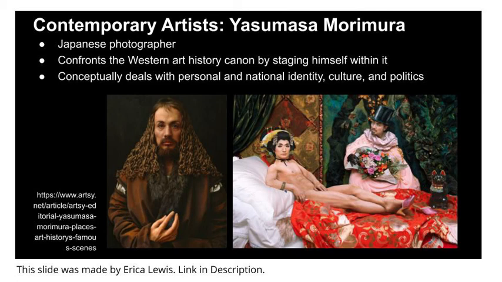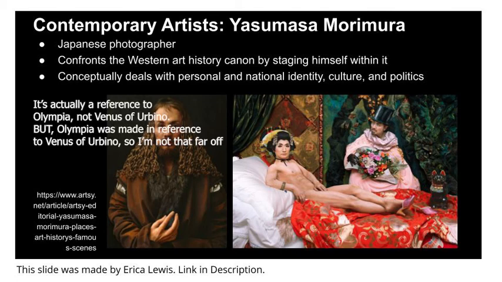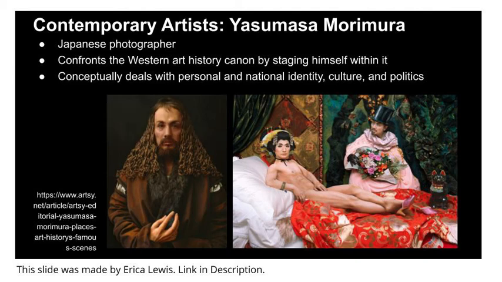This is a Japanese photographer who very clearly references art history. On the left here, it's a reference to an Albrecht Dürer print. Remember him? Yeah. And then on the right, this is a reference to a very famous reclining nude, the Venus of Urbino. And in it, he confronts the Western art history canon by staging himself within it because he sits outside of it as an Asian and also as a queer man.